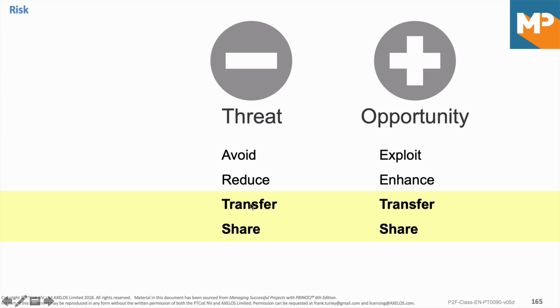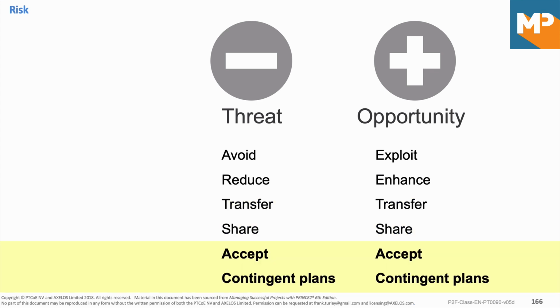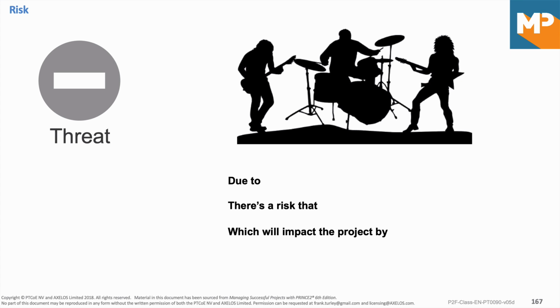Then we have transfer, that's mostly insurance or contract. Share means we share the risk with other people, and we just accept when we can do nothing about it. Or we have contingency plans, which are like a fallback plan. I'll give an example of this. So let's look here at an example.